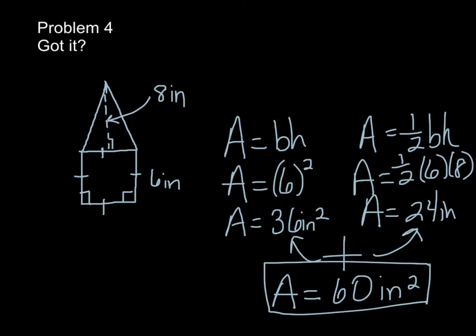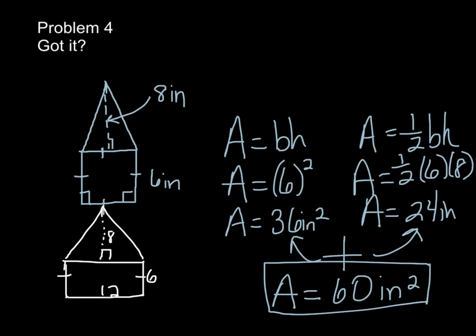Now the got it problem says, reasoning. Suppose the base lengths of the square and triangle in problem 4 are doubled to 12, but the height of the polygon remains the same. How is the area of the figure affected? That means the base is going to be 12. The height, though, is still going to be 6. And the height of this will also be 8.